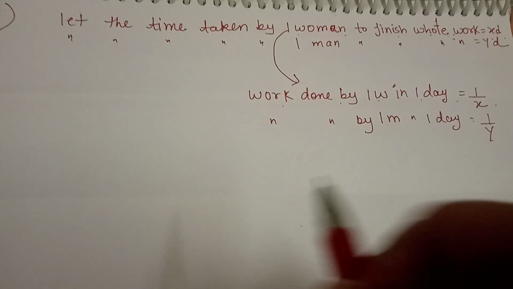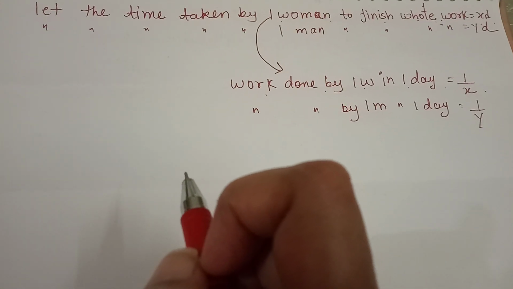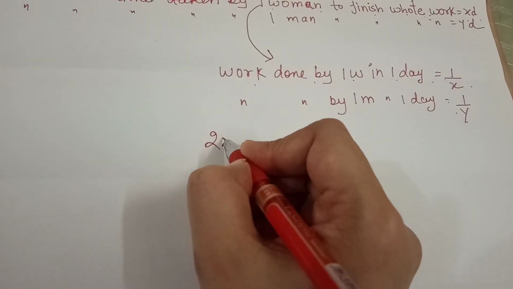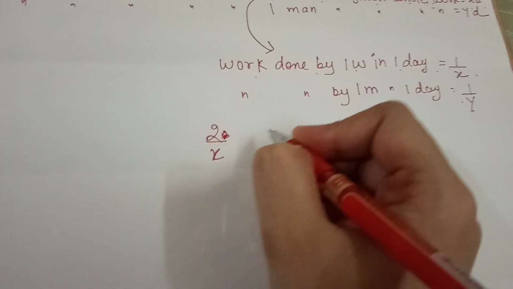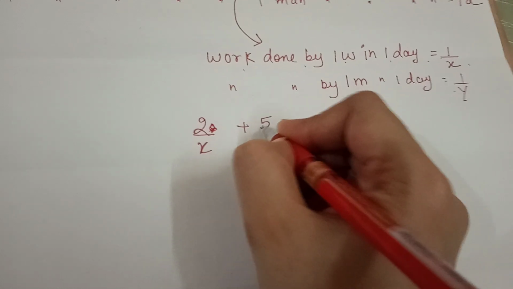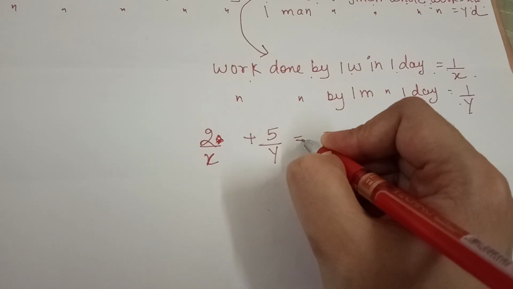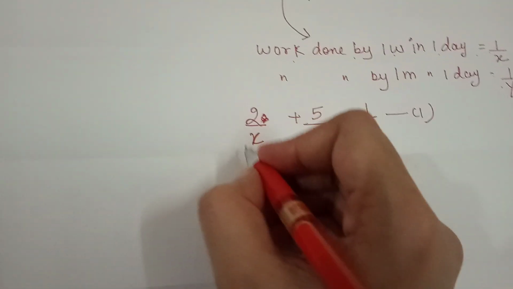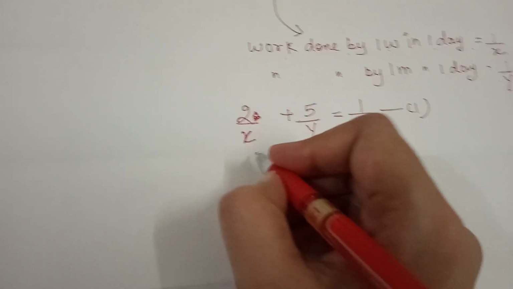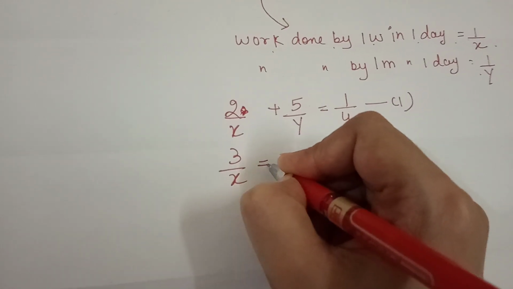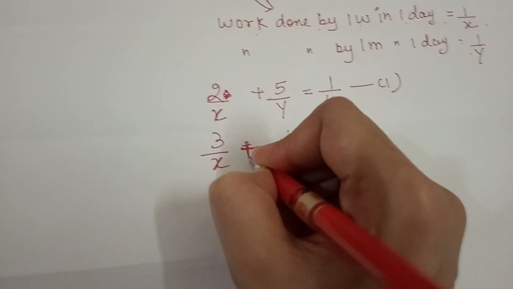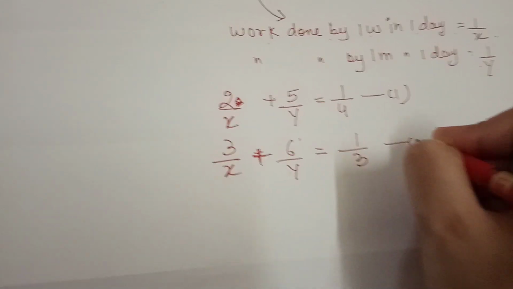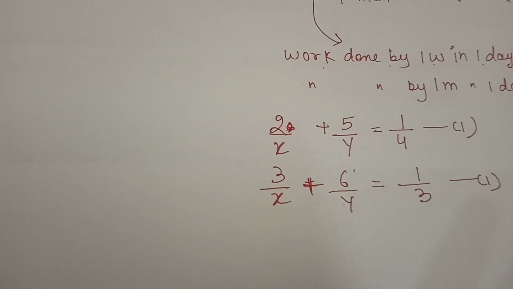Now in our first condition how many women are there? 2, and how many men? 5. So we will just multiply here. It will be 2 upon x, because 2 women and 5 men, so plus 5 upon y, and they are completing the work in 4 days. So 1 upon 4. This is our first equation. And second equation, in the second condition there are 3 women, so 3 upon x, and 6 men, so 6 upon y, and together they are finishing in 3 days, so 1 upon 3. This is our second equation.